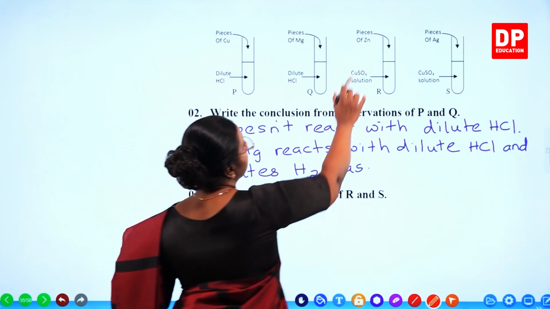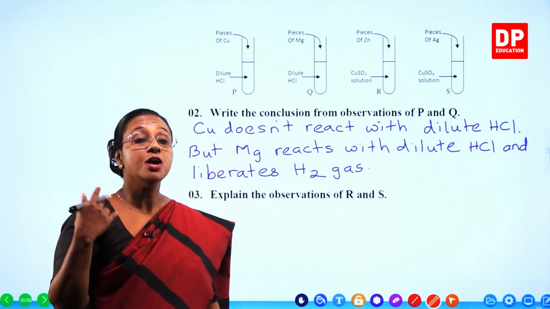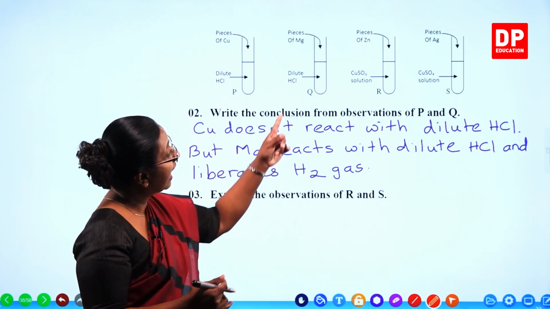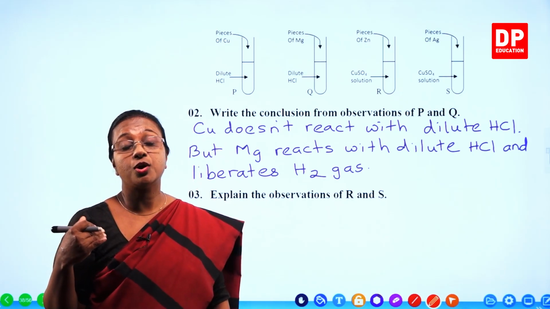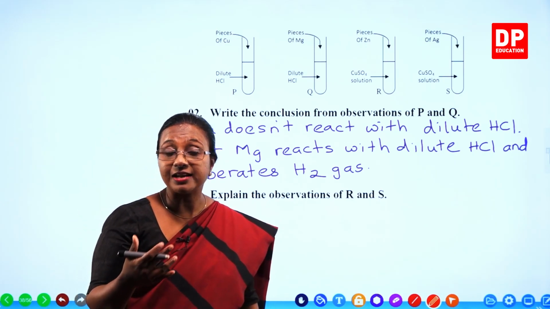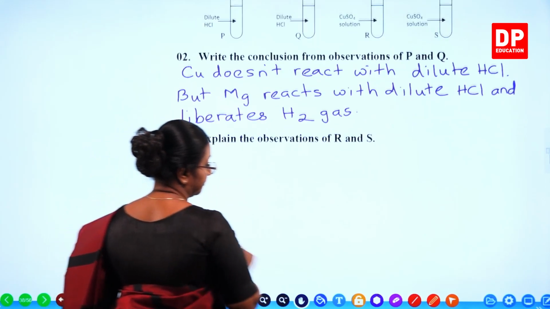Then the third one, explain the observations of R and S. Now, copper sulfate, copper is displaced by zinc because zinc is more reactive than copper. And in the next one, S, silver does not displace copper because it is less reactive than copper. So, that is what you have to explain here.